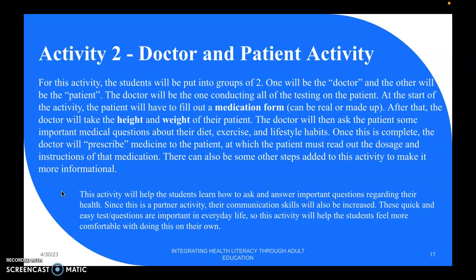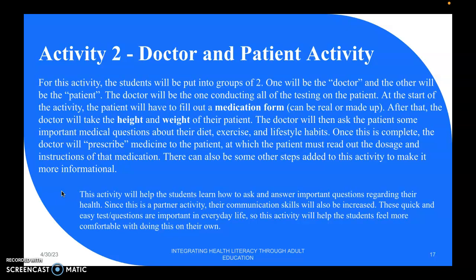After that, the doctor will take the height and weight of their patient. The doctor will then ask the patient some important medical questions about their diet, exercise, and lifestyle habits. Once this is completed, the doctor will prescribe medicine to the patient, at which the patient must read out the dosage and instructions of that medication. There can also be some other steps added to this activity to make it more informational.